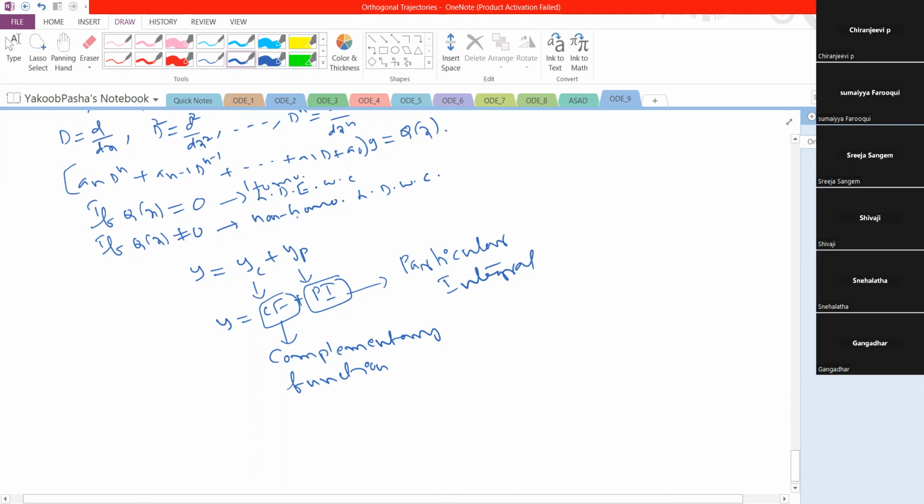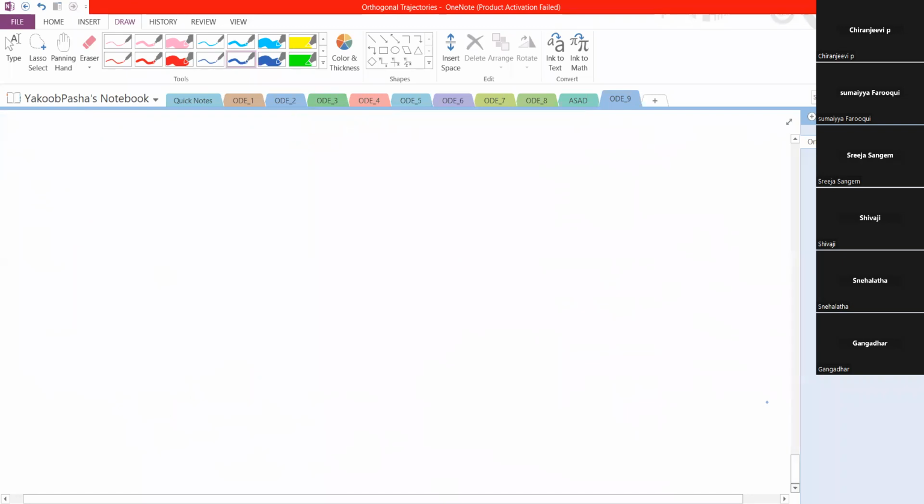Since q of x is equal to 0, there is no outside term, so only the complementary function is the general solution. If q of x is some function like e to the power of x or sin x or x into e power x, then we need to find a particular integral and add them, and we'll get the required solution. Now we have some methods or rules to find the complementary function.